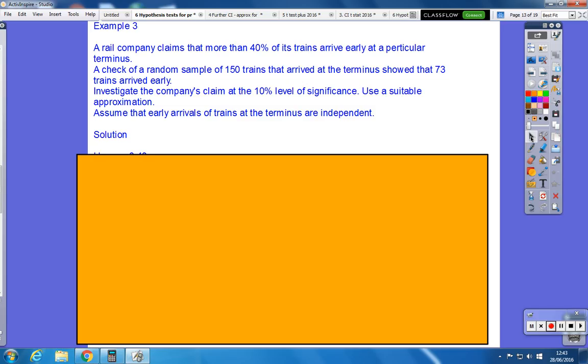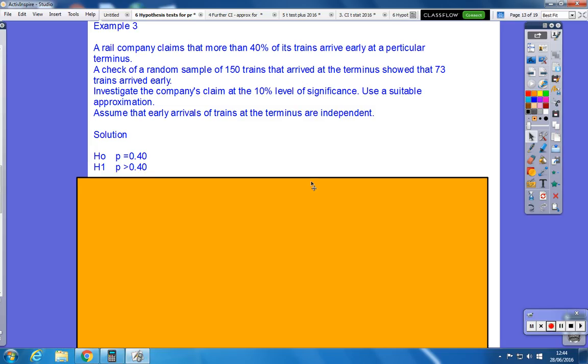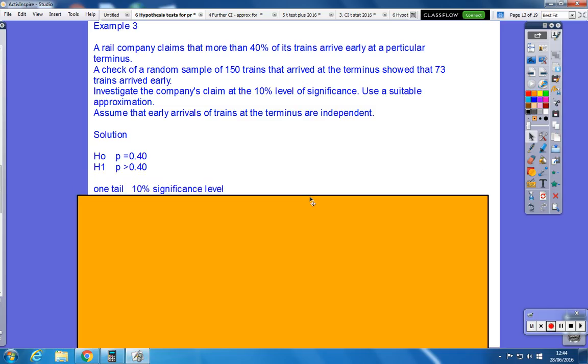There are reasons why we can use a normal distribution, one of them being that you've got a very big n and also a very big p, the probability that we're looking for. I'll come to that in September. Because it's a test at a 10% significance level, our H0 is that the proportion is 40% as they're claiming, and H1 that he thinks it's greater than that, arrive early. So we're going to test whether it's bigger than that. It is a one-tailed test at a 10% significance level.